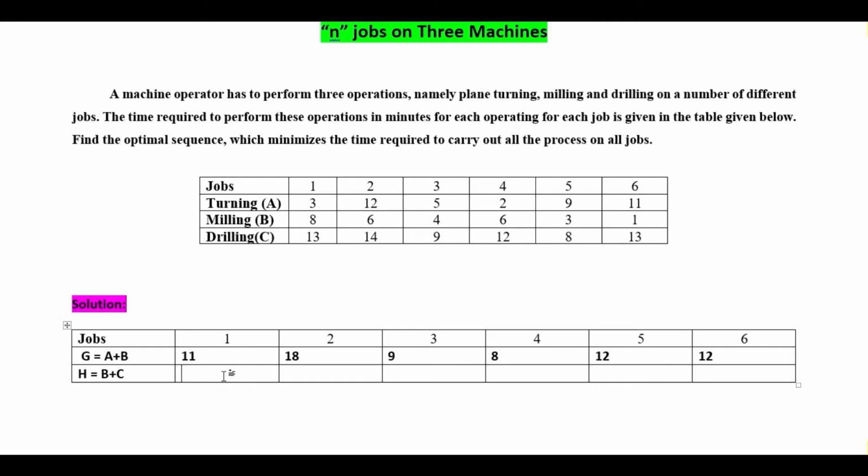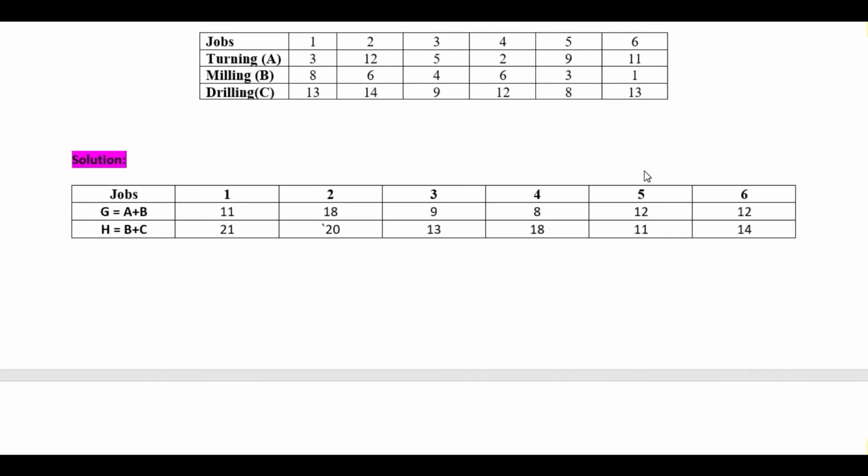Similarly, H equals B plus C, so add 8 plus 13 for job 1. So 8 plus 13 will be 21, and 6 plus 14 will be 20, and 13, and 18, and 11, and 14. This is how we have to convert this 3 machine problem into a 2 machine problem.